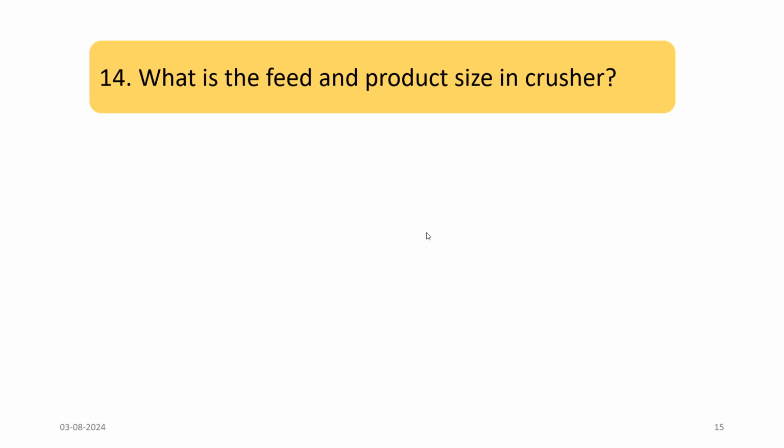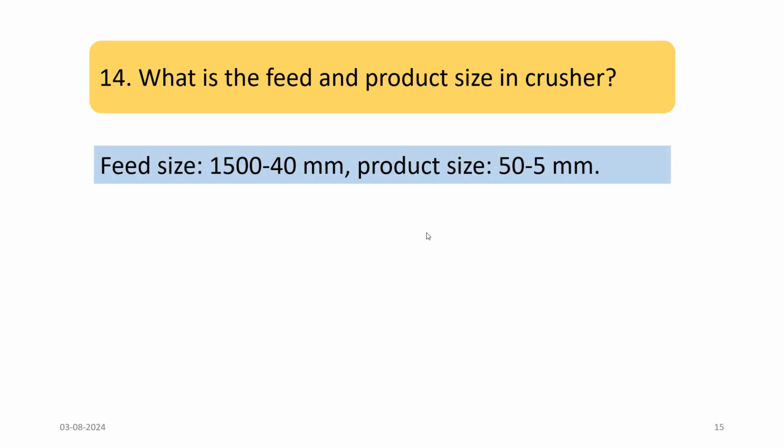1500 to 40 millimeter. So feed size should be 1500 to 40 millimeter. That means it is a bigger size particle. A crusher handles bigger size particles, so it makes bigger particles into smaller size. So 1500 to 40 millimeter is the feed size and product size is 50 to 5 millimeter.